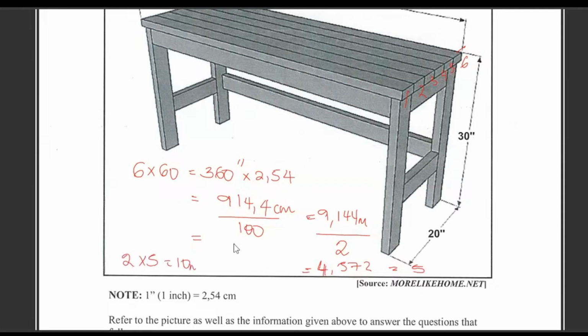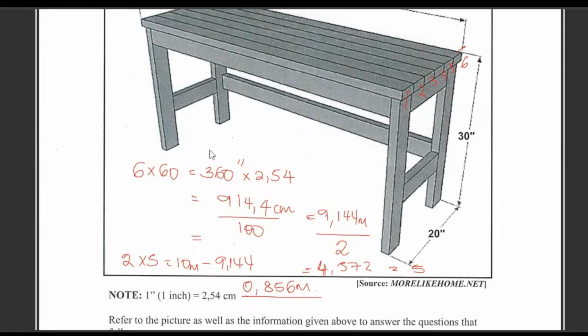Now these are 10 meters minus the 9,144. Remember, we are looking for wastage. How much wood would be wasted? It will be 10 minus 9,144. So the wasted wood would be 0,856 meters. This is in waste. This would be in cutoffs.